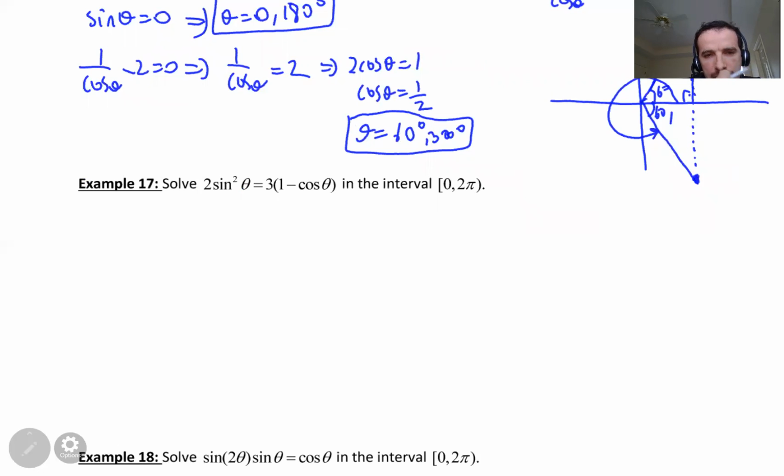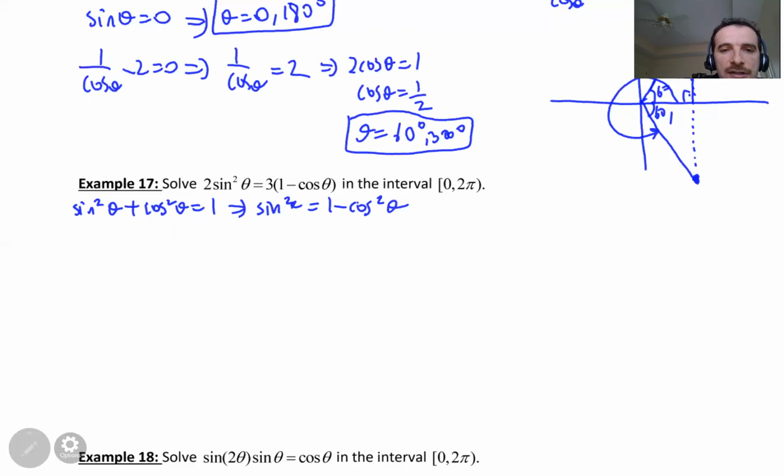Okay, wait a minute. So what can we do here? We have cosine and sine squared, right? If I could write sine squared with respect to cosine, it would be great, right? I will get only one unknown. And I know our most famous trig identity, sine squared plus cosine squared is equal to 1. So from there I get sine squared is equal to 1 minus cosine squared. Nice. So I can just plug it in here, right? So 2 times (1 minus cosine squared) is equal to 3 times (1 minus cosine).